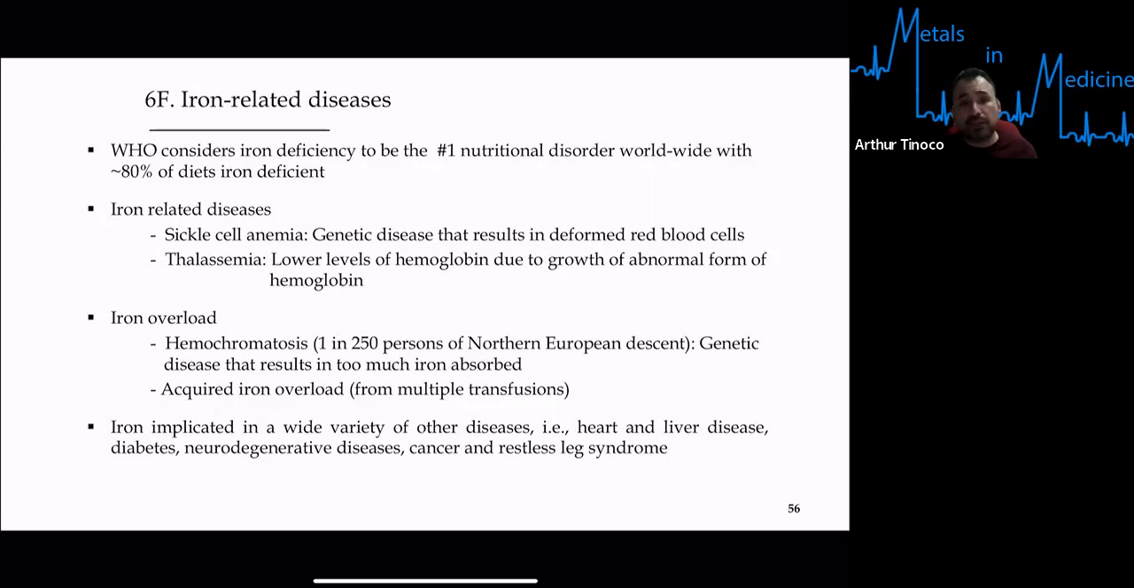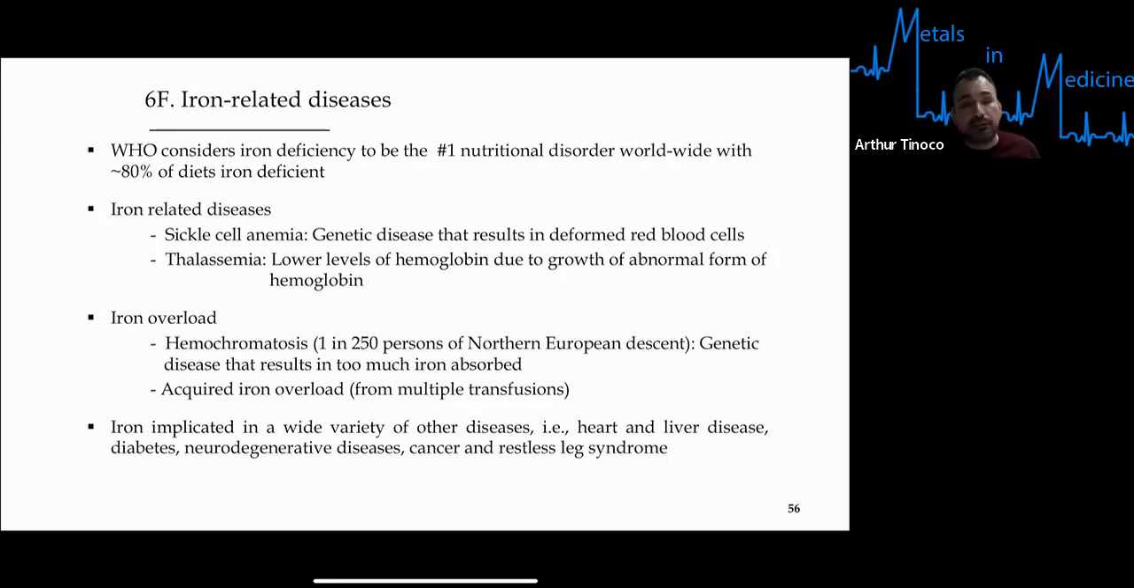And so there are a number of iron-related diseases, such as sickle cell anemia. This is a genetic disease that results in deformed red blood cells. You also have thalassemia, which is a consequence of lower levels of hemoglobin due to the growth of abnormal forms of hemoglobin itself. And then you have, as I've mentioned, iron overload. For instance, hemochromatosis. 1 in 250 persons of Northern European descent have this. It's a genetic disease that results in too much iron being absorbed. And then you also have acquired iron overload, which is a consequence of multiple blood transfusions.